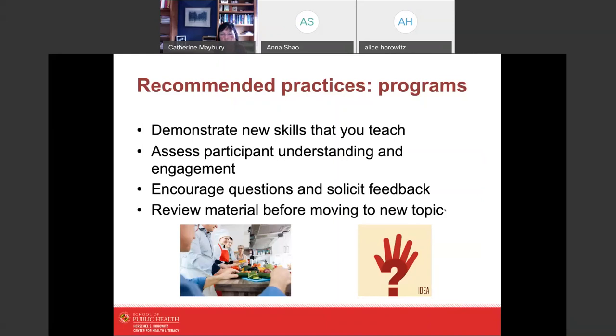Especially if a program is multiple sessions, you want to begin each session with a review. It's a good way to understand what was clear in the last session and what might need clarification. And then remember, repetition helps your listeners remember the information that you're giving them.